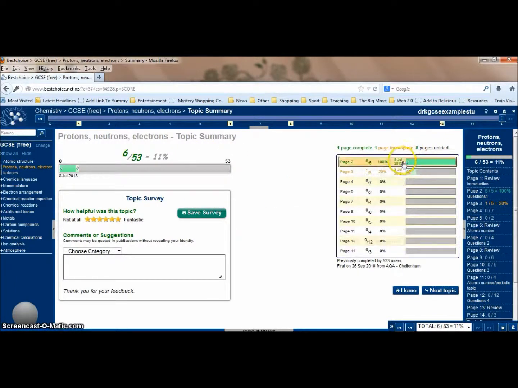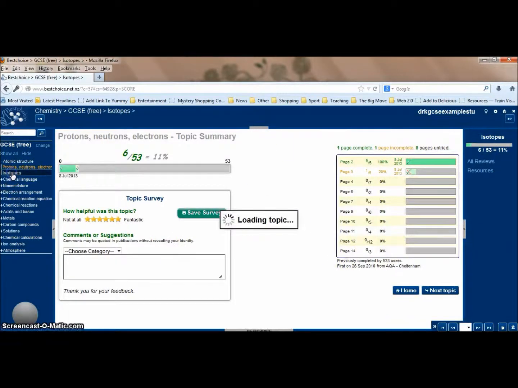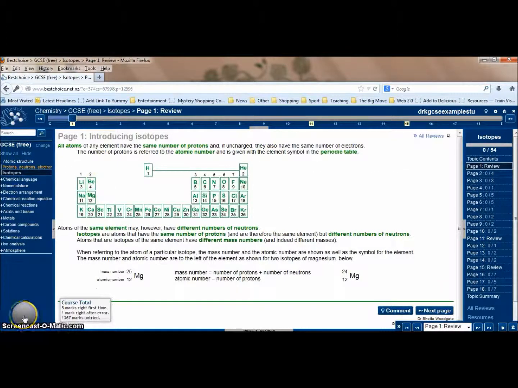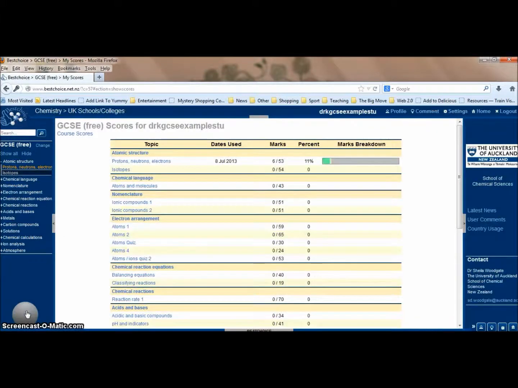And as a teacher, I then get to see these, and as I said, I can see if there are any particular weak areas that we might need to spend a bit more time on in class. That's for that particular topic there, and if we go on to the next topic, isotopes, then obviously that's completely fresh. Down here in the bottom left hand corner, this is a pie chart, so the more you answer, the more of that will fill in, and this gives you an overview of everything that you've done.